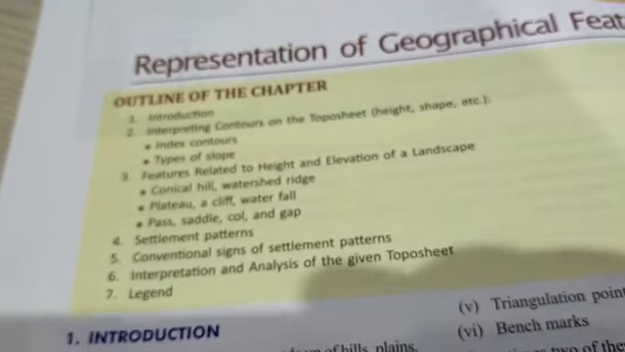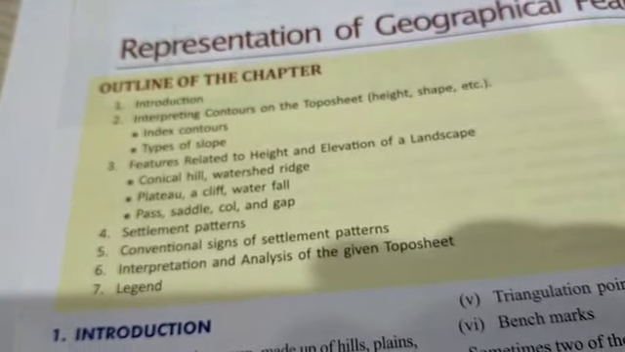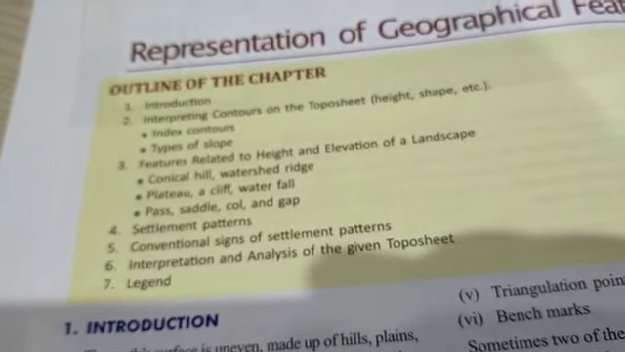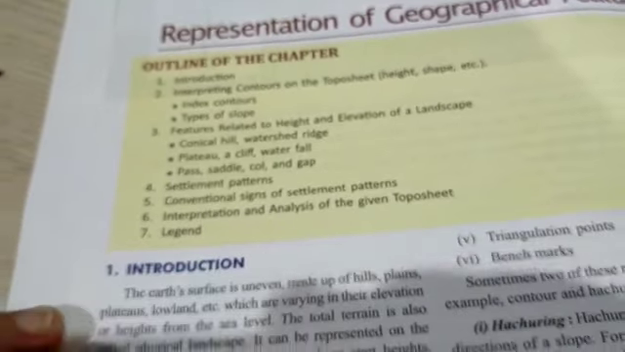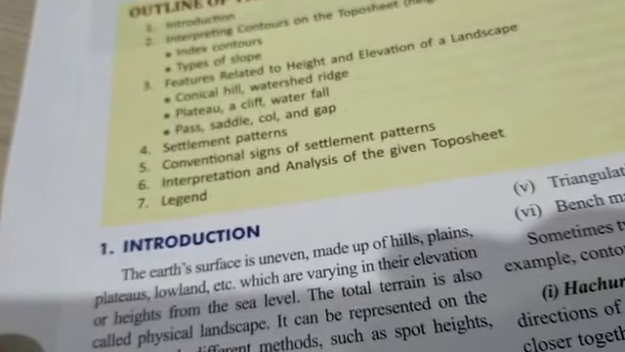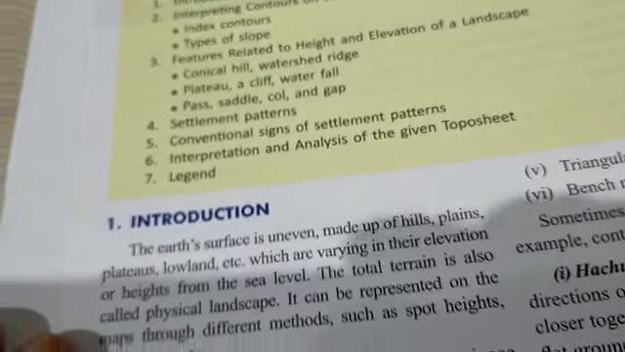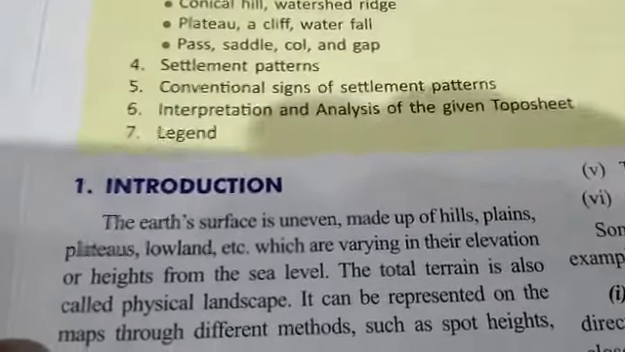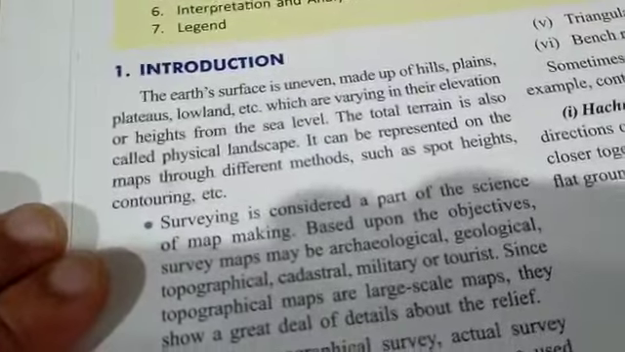on a survey map, then interpretation of the contours on the topo sheet, types of slope, index contour, the features related to elevation and the various landforms, settlement patterns and the conventional signs of settlement. Now let's start with the first part, that is introduction.